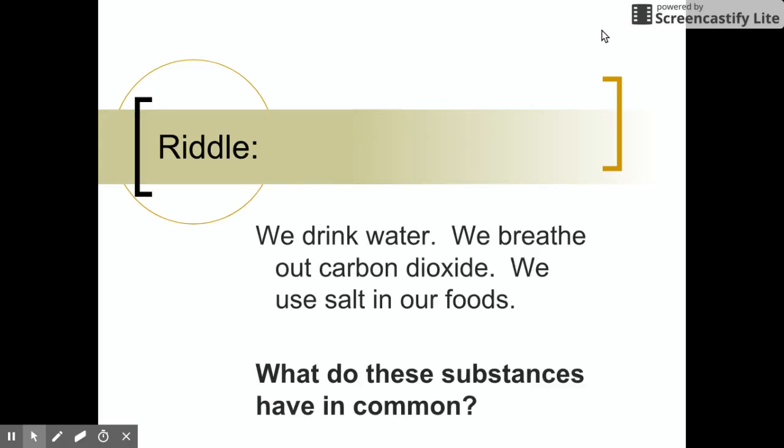Take a second to think about this riddle. We drink water, we breathe out carbon dioxide, we use salt in our foods. What do these substances have in common? Take a second and pause and write your answer at the very top of the worksheet.